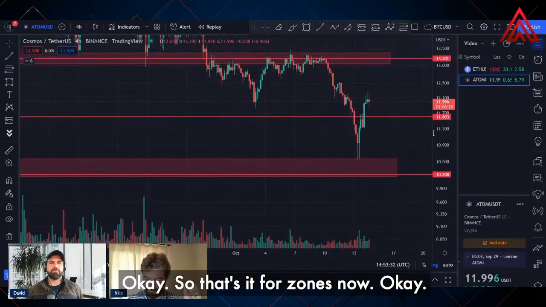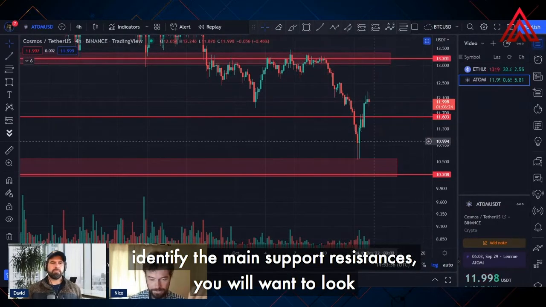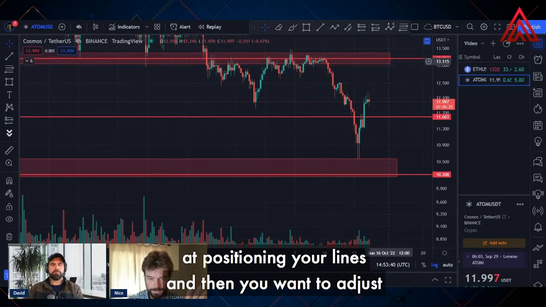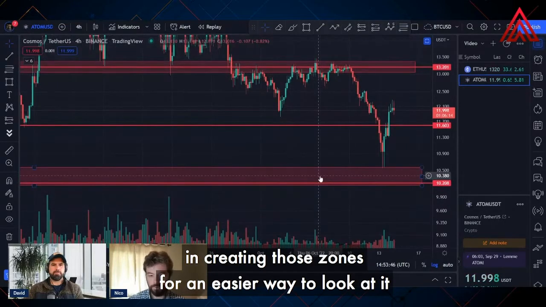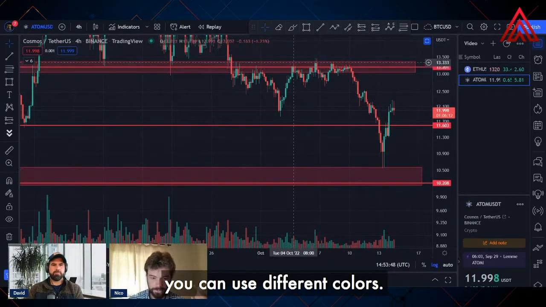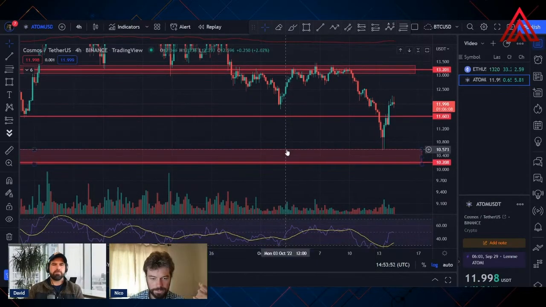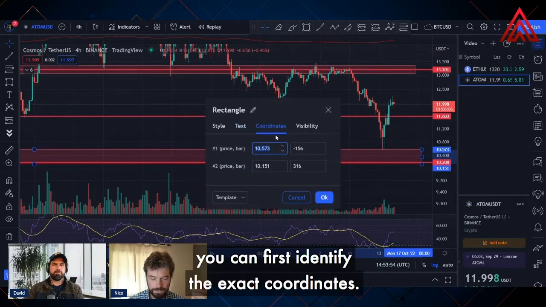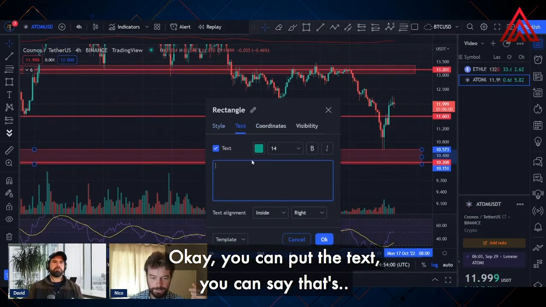Okay, so that's it for our zones now. To identify the main support and resistance, you will want to look at positioning your lines, and then adjust and create those zones. For an easier way to look at it, you can use different colors on your rectangle here. If you double click on it, you can first identify the exact coordinates, so the price of the top and bottom part. You can put a text.